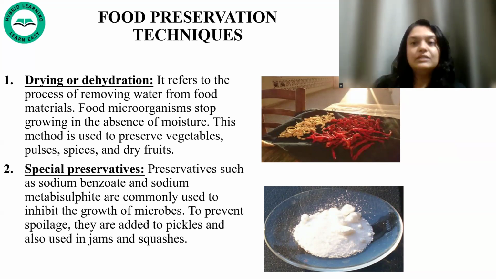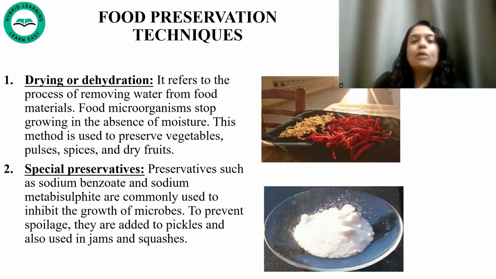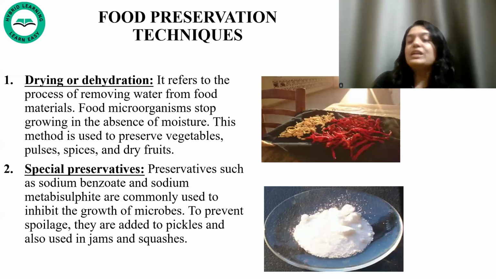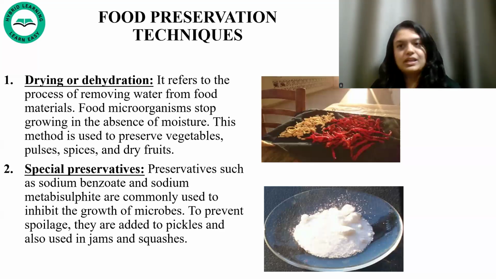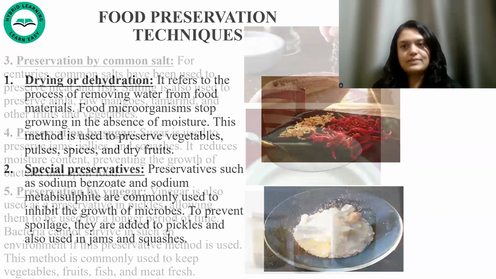Next comes special preservatives. Now, you must have heard that in most of the foods, preservatives are used. Why? So that it could stop the growth of microbes. Some common preservatives are sodium benzoate and sodium metabisulfite. They're usually used in pickles or jams or squashes. They're very well used in order to stop the growth of microorganisms.